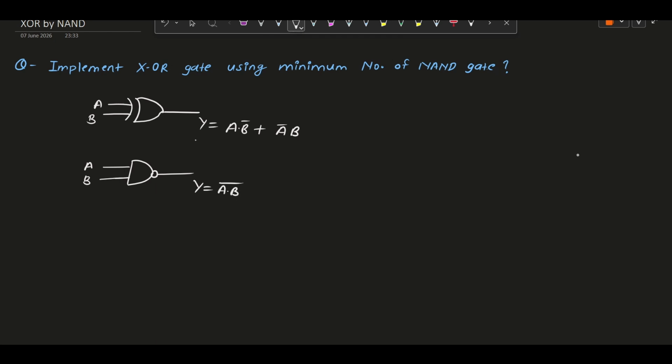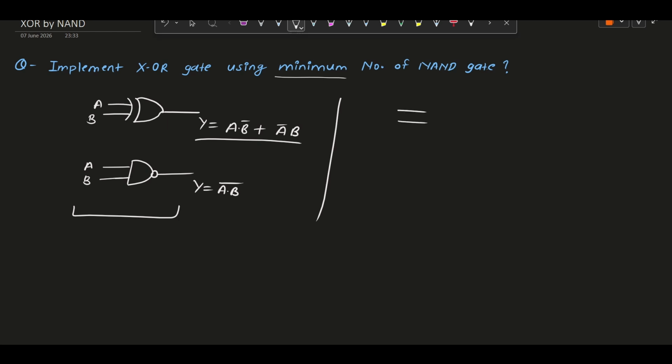Now our task is to implement this XOR gate expression using only the NAND universal logic gate, and there is one condition: we need to use only the minimum number of NAND gates. So we need to keep that in mind during the implementation. Okay, now let's understand the implementation in a simple way.